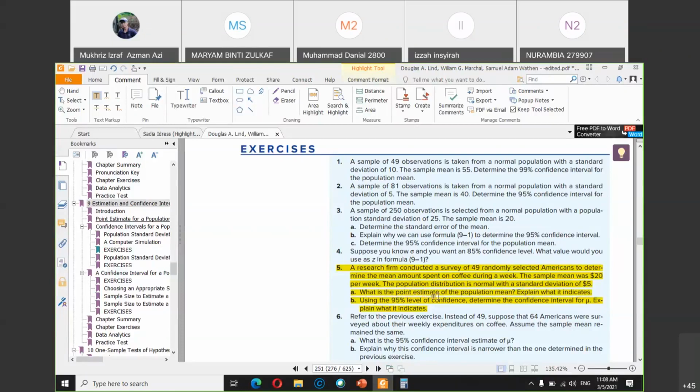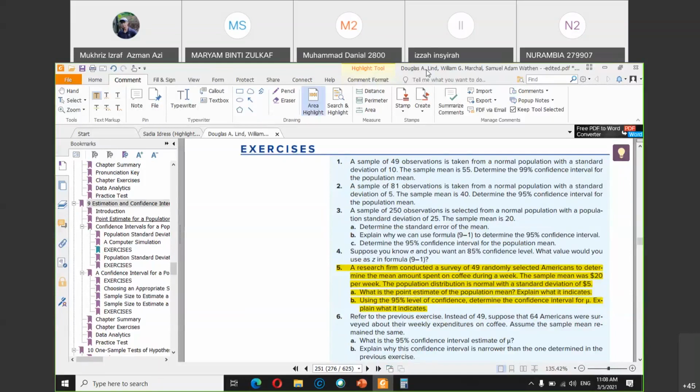What is the point estimate? Okay. Just now we mentioned that point estimate is referring to X bar. What is the point estimate of the population mean? The point estimate will be 20, which is the X bar. Okay, so explain what it indicates. Okay, it just indicates the mean of the population will be 20. Okay, so question B. You can calculate this and then you can check the answer at the back.